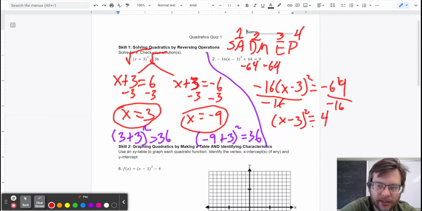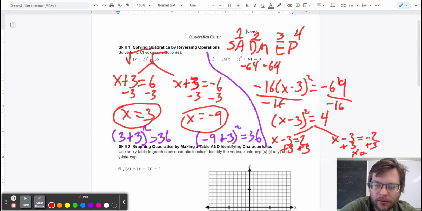Then we do E for exponent. Square root of that gives us the two square roots of 4, positive 2 and negative 2. And then last is P for parentheses, and what was inside the parentheses was x minus 3. So we get our two answers of x equals 1 and x equals 5.